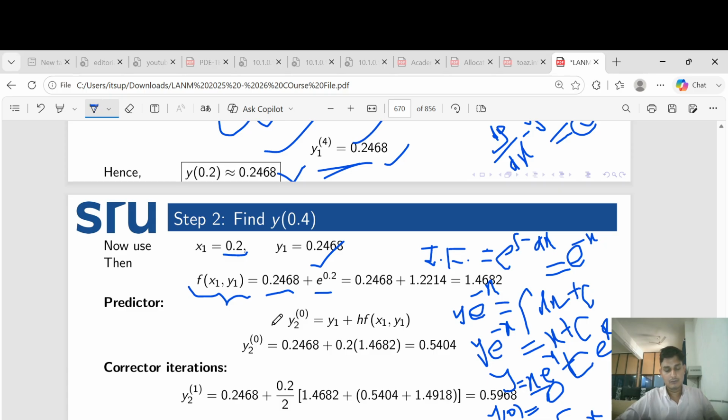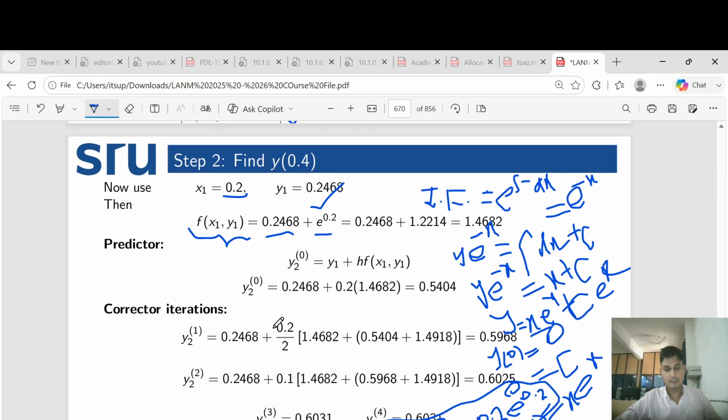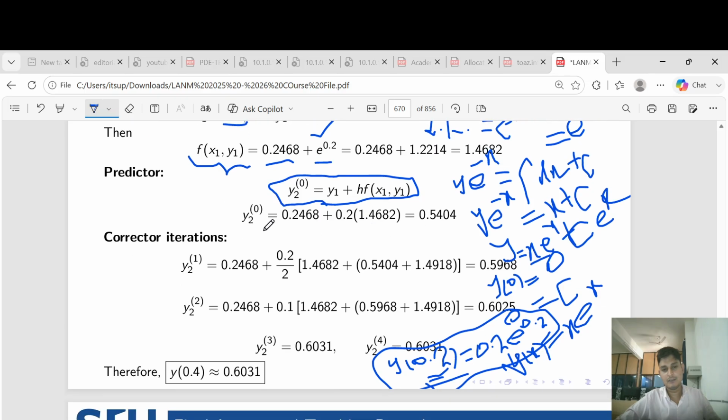Now y2 0. What is the value of y2 0? It is y1 plus h of f of xn comma y1. Yn plus 1 is equal to yn plus h of f of xn comma yn. So y2 is y1 plus h of f of xn comma y1. So y2 0 is 0.2468 plus 0.2, this is the h value, and this is 1.4682. You have evaluated it here.